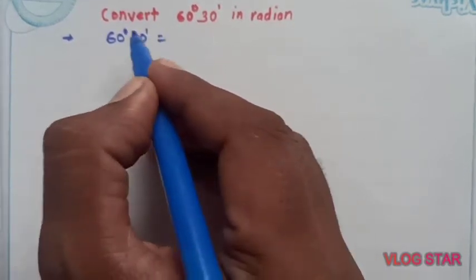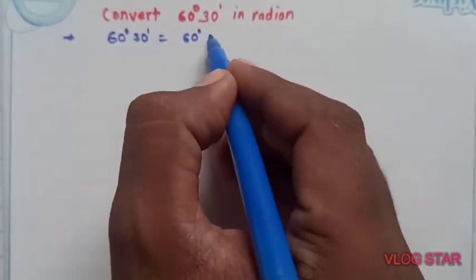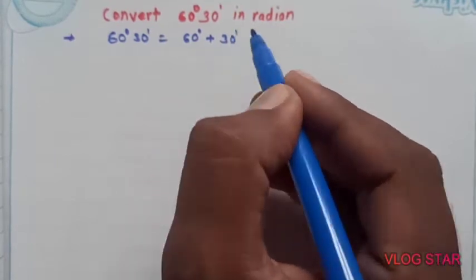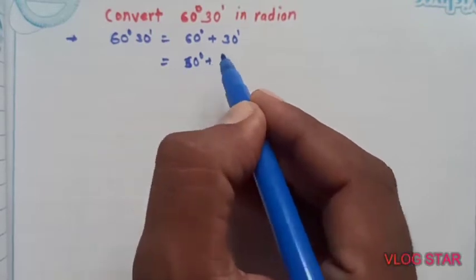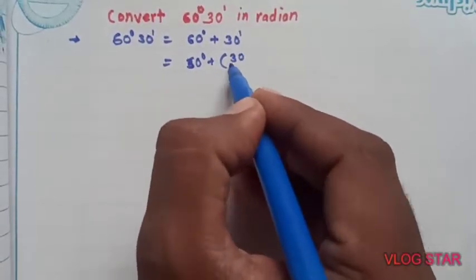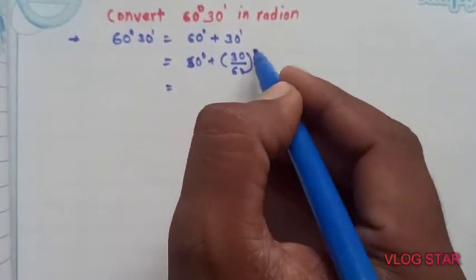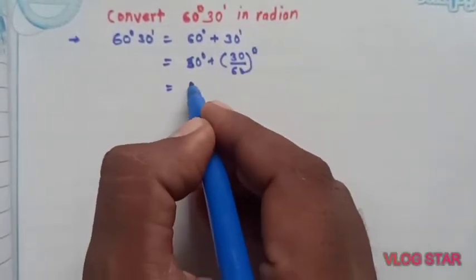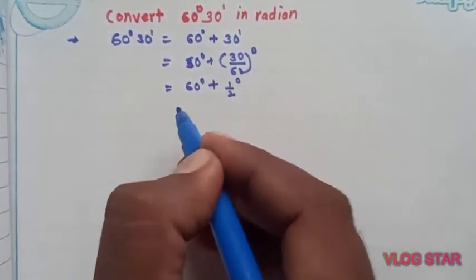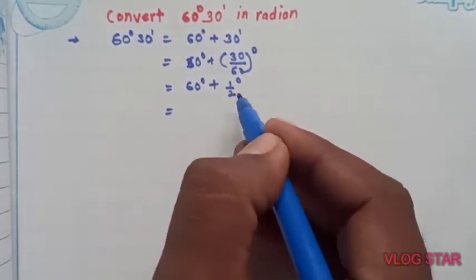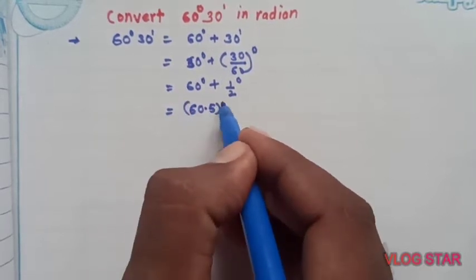Convert this in decimal, totally in degree. So it is 60 degree complete and a fraction of 30 minutes. We have split it. Then 60 degree, write this 30 minute; we want it in degrees, so divide by 60. This is in minute, so convert it to degree. So 60 degree plus 1 by 2 degree. So 60 and a half degree. Half means 0.5, so 60.5 is in degree.